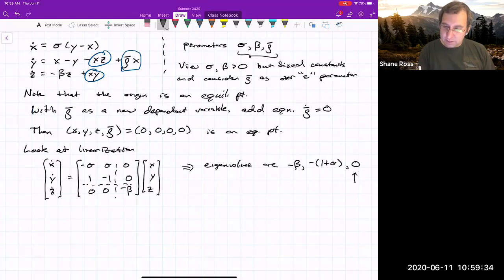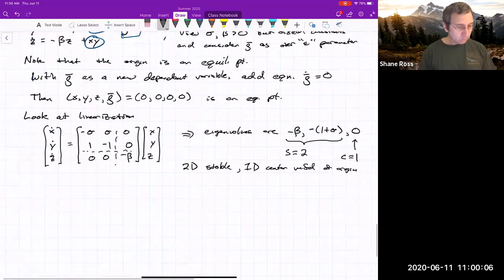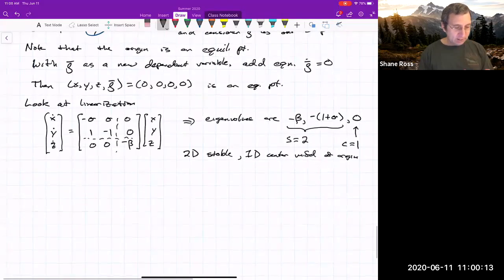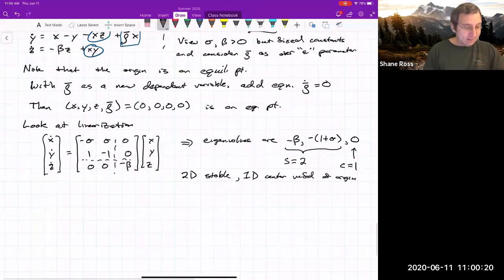So we've assumed that sigma is greater than 0 and beta is greater than 0. So we've got s equals 2, a 2-dimensional stable manifold for the origin, and then a 1-dimensional center manifold. 2D stable, 1D center manifold of origin. So we need to compute the center manifold to determine stability of the origin.